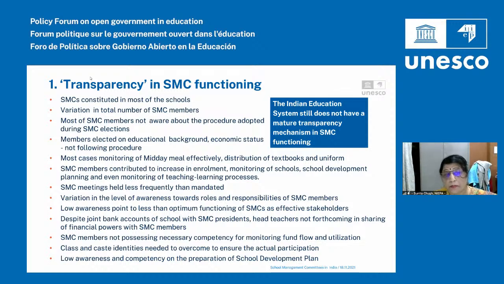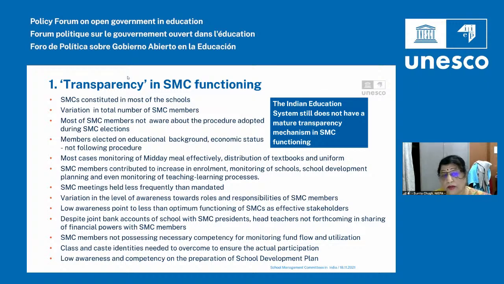But since at some places it was the school head appointing the members on the basis of the educational background or the economic status of the parents, they were not following the strict procedure of voting. The very important finding is that in most cases the SMC was actively involved in the disbursement of incentives like the winter meal and the distribution of textbooks and uniforms. They were functioning very effectively.